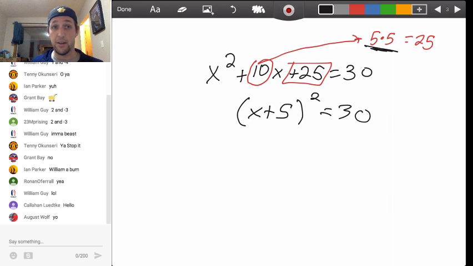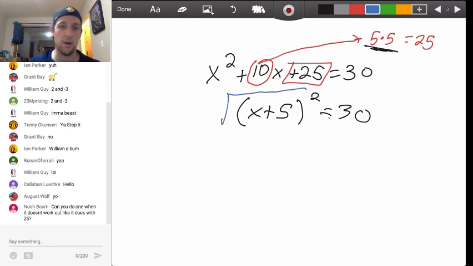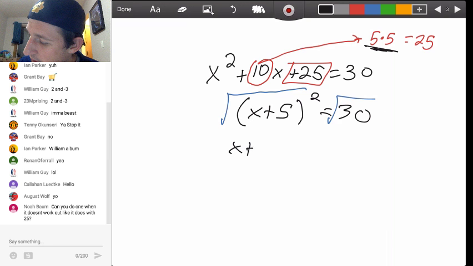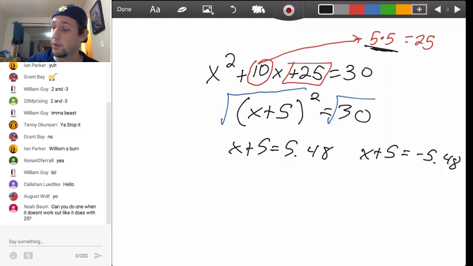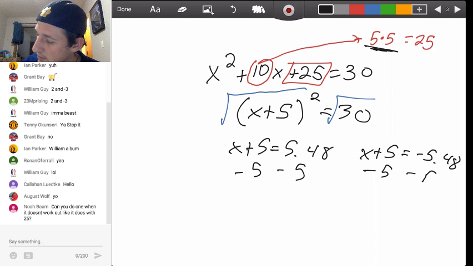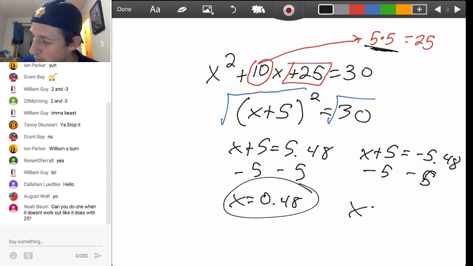Now, I actually need a calculator for the square root of 30, okay? I can do a pretty good approximate in my head, but I need a calculator to make sure that I get that right. Taking the square root of 30 gets us 5.48. So I'm going to get x plus 5 equals 5.48, and x plus 5 equals negative 5.48. We're solving both of those for x by subtracting 5 from both sides. And we get x equals 0.48 and x equals negative 10.48.